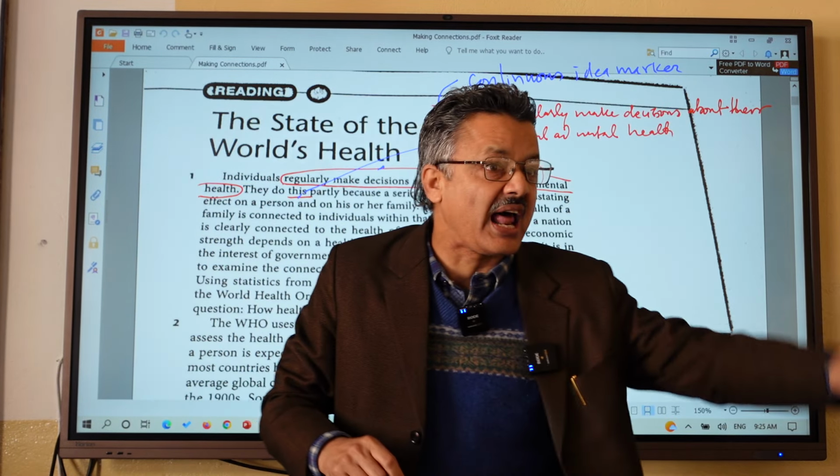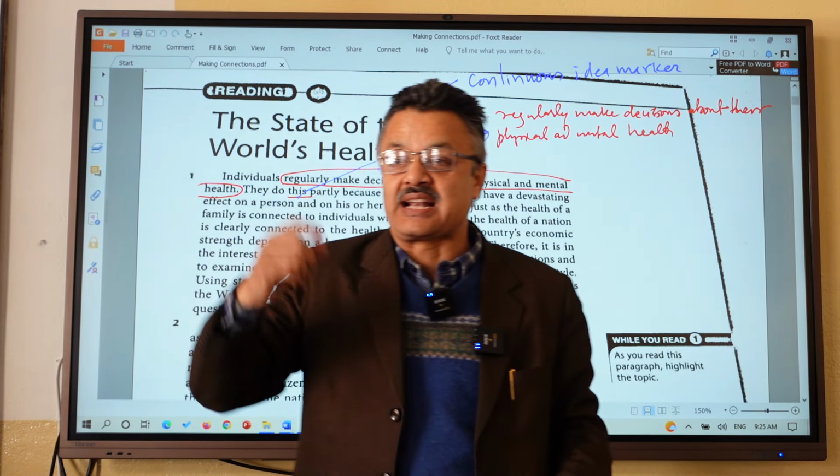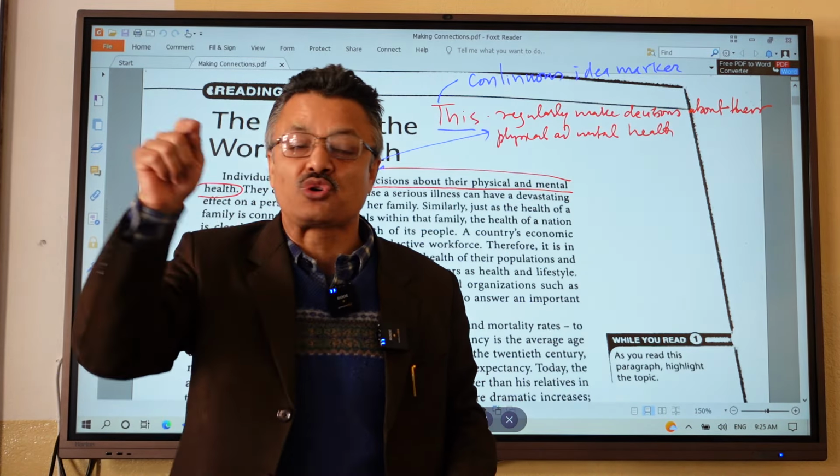A pronoun like this connects sentence 2 and sentence 1 by linking the idea that people make decisions about their physical and mental health. That is the controlling idea. This is the controlling idea. Now move ahead.